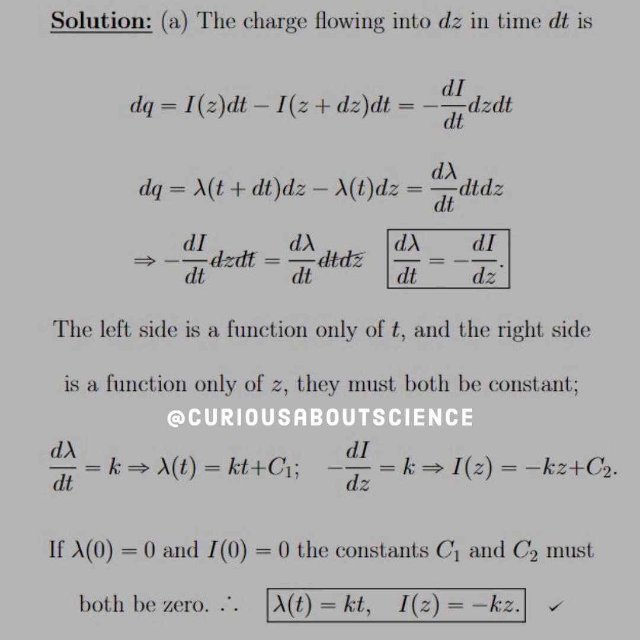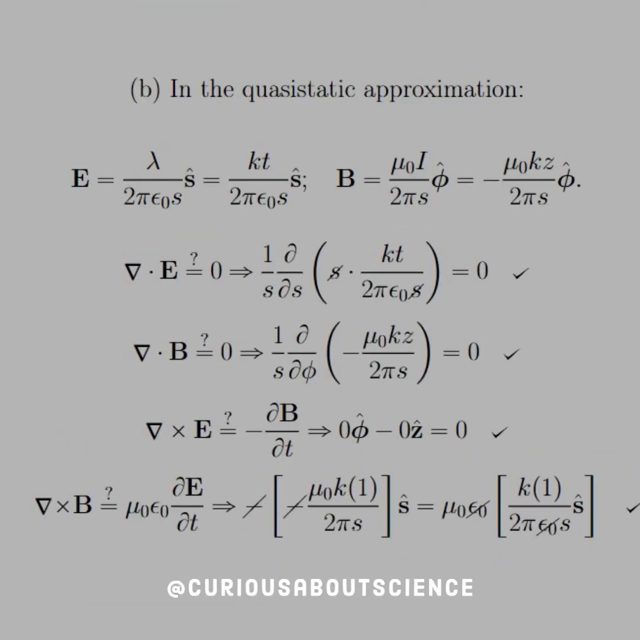All right, so B, we want to know, in the quasi-static approximation, well, E is equal to lambda over 2 pi epsilon s hat. Well, lambda is equal to kt. Go ahead and plug that in. B is equal to mu naught I over 2 pi s phi hat. So go ahead, plug that negative current in. And what we want to know is, do the Maxwell's equations get satisfied?